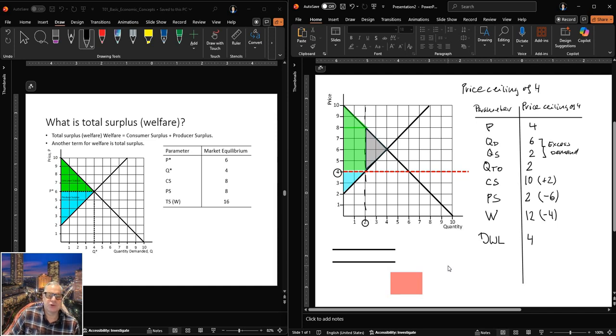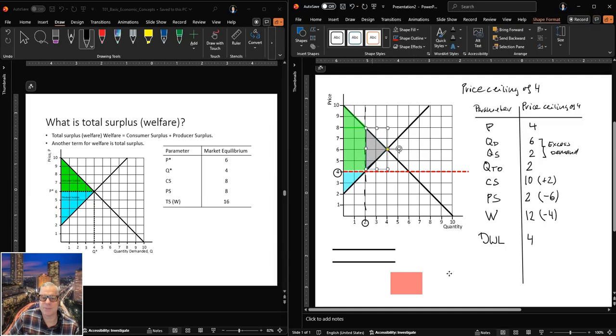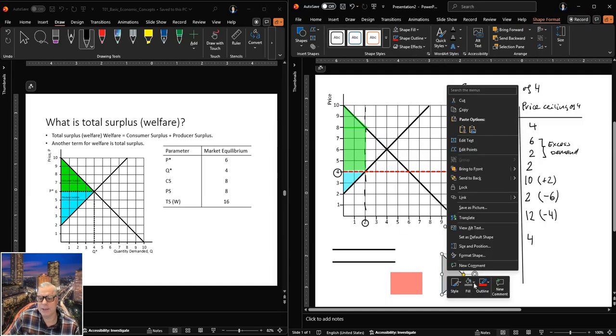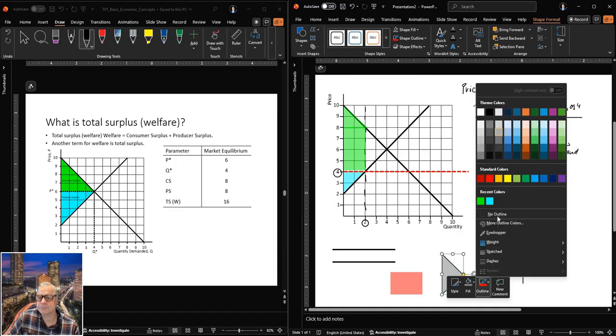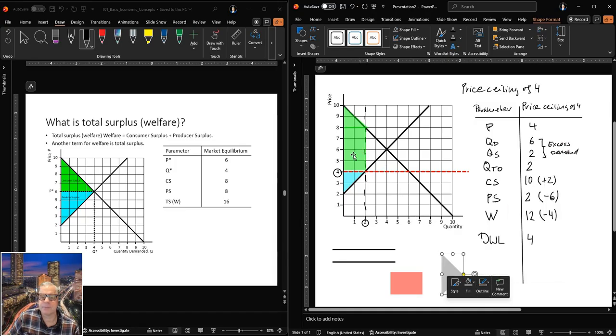Okay, so we can see that a price ceiling makes the consumers better off, but it makes the producers worse off, and in absolute terms more worse off than what the consumers are made better off, so that we have a deadweight loss. Okay, so now let's do another example.